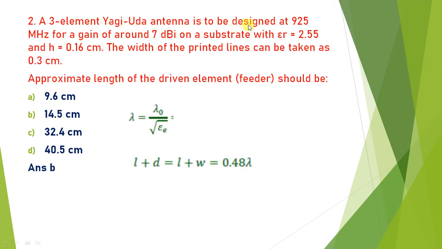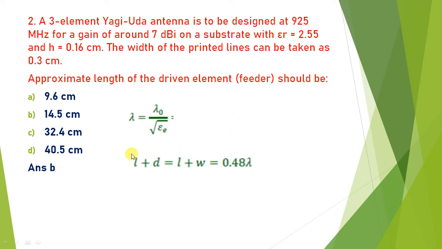A 3-element Yagi-Uda antenna is given to you. The frequency of operation is 925 megahertz, and the gain is 7 dBi. Substrate parameters are also given: epsilon r is 2.55, h is 0.16 centimeter, that is the height, and the width is 0.3 centimeter. What is the approximate length of the driven element or feeder? Here, this antenna is not a simple Yagi-Uda antenna, it is printed, because the substrate parameters are also given. So we have to take care of this dielectric constant.